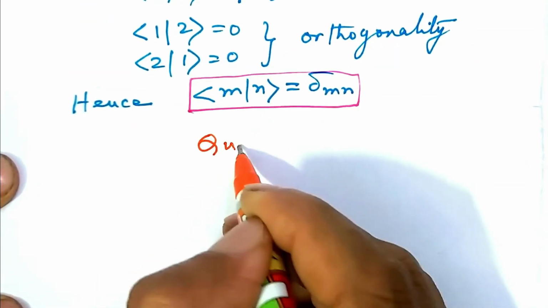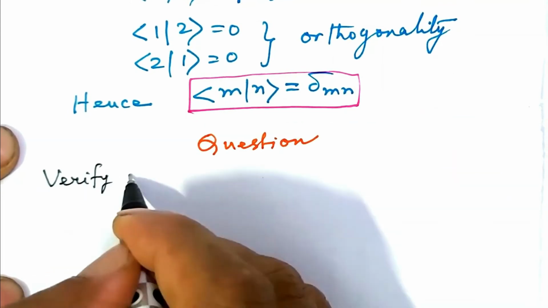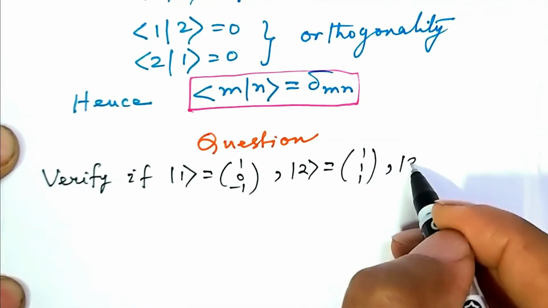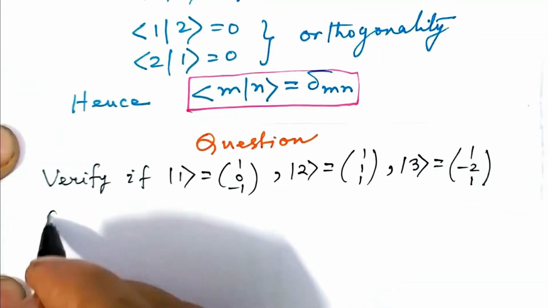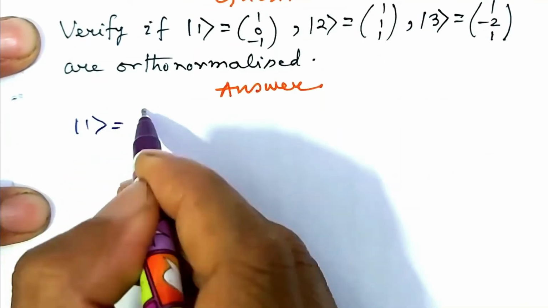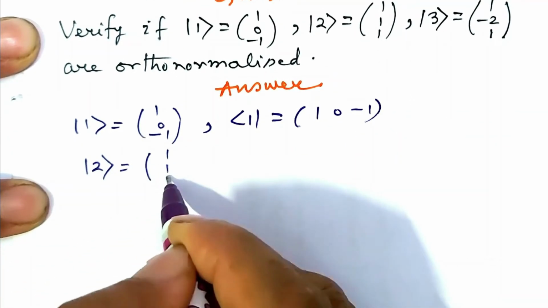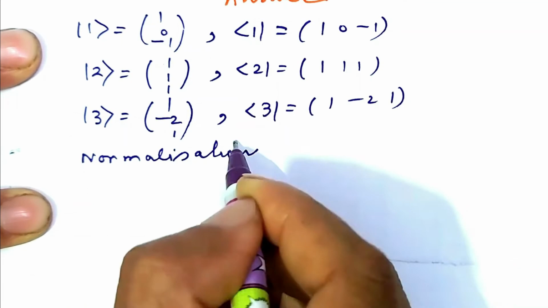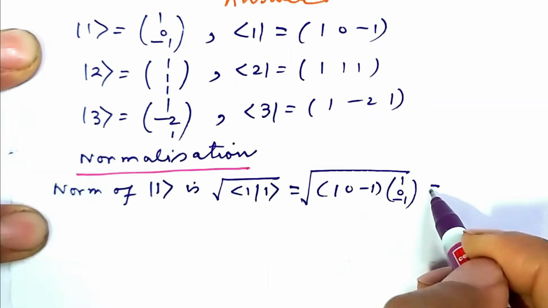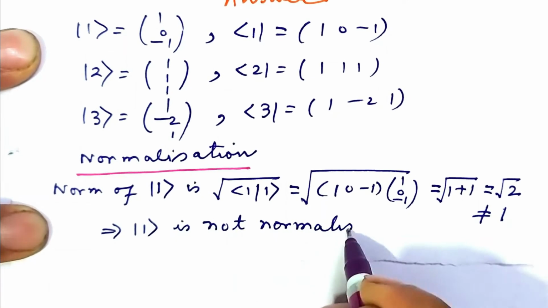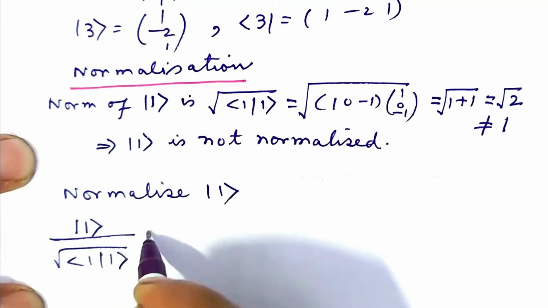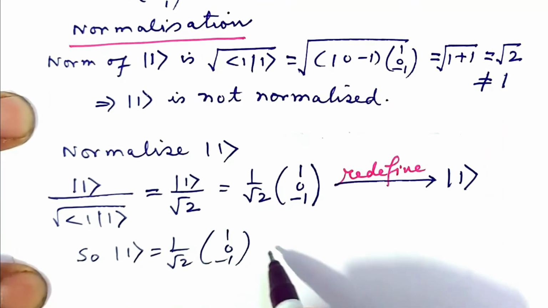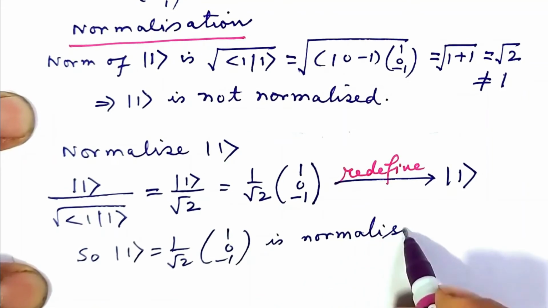The last question we would address is the following. Verify if ket 1 equal to 1 0 minus 1, ket 2 equal to 1 1 1 and ket 3 equal to 1 minus 2 1 are orthonormalized. The answer: we find bra 1, bra 2 and bra 3, the Hermitian conjugates of ket 1, ket 2 and ket 3 respectively. Check normalization. Norm of ket 1 is not unity and hence ket 1 is not normalized. We normalize it and redefine the normalized ket as ket 1. So ket 1 is 1 by root 2 times 1 0 minus 1, which is normalized.